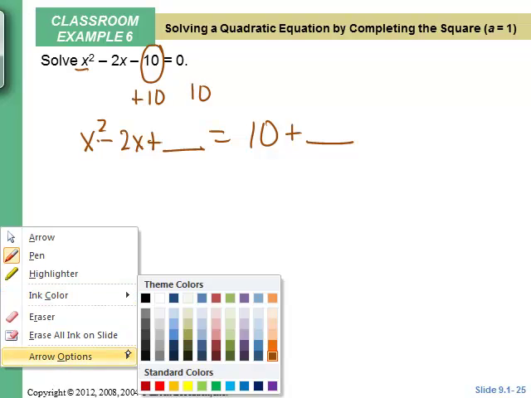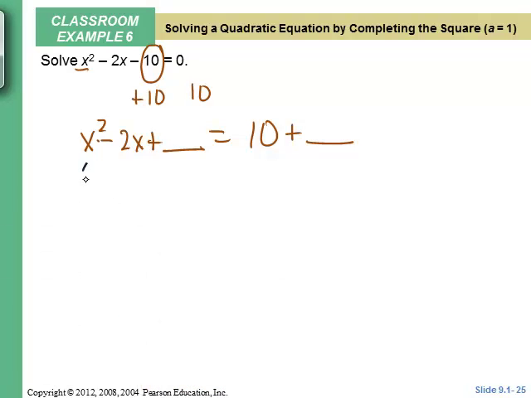All right, now I start my parentheses, x, bring down the negative sign, minus half of this. Half of 2 is 1. Put the squared sign there. 1 squared is 1. Put the 1 on both sides. What does this equal? Well, that equals 11, right? Now we've got a problem just like the ones that we saw before.